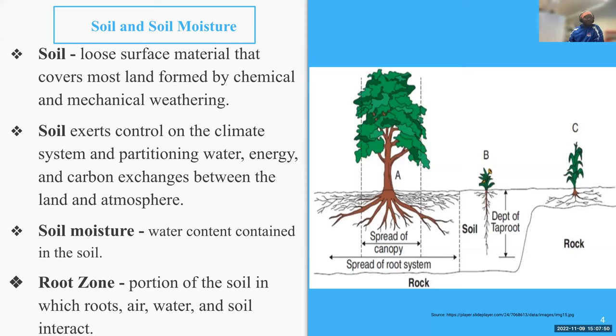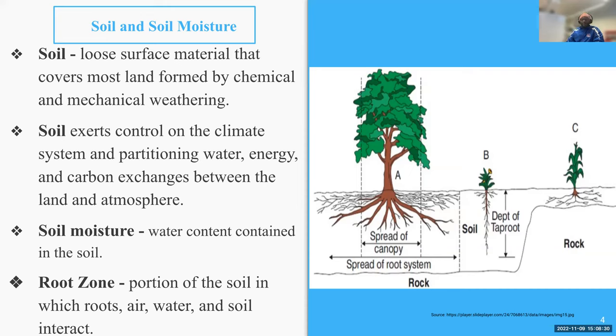Then to talk of soil, first of all, I'll just define some terms. Soil is a loose dirt material found on the surface of the earth. It's the loose material that covers most land, and it can be formed from parent material, which is rocks. This process occurs by chemical and mechanical weathering. Mechanical weathering means the breaking down of the rock into fine particles, while chemical weathering refers to when a rock reacts with something, maybe water, and that water tends to dissolve the rock, then that rock becomes the parent material of the soil.